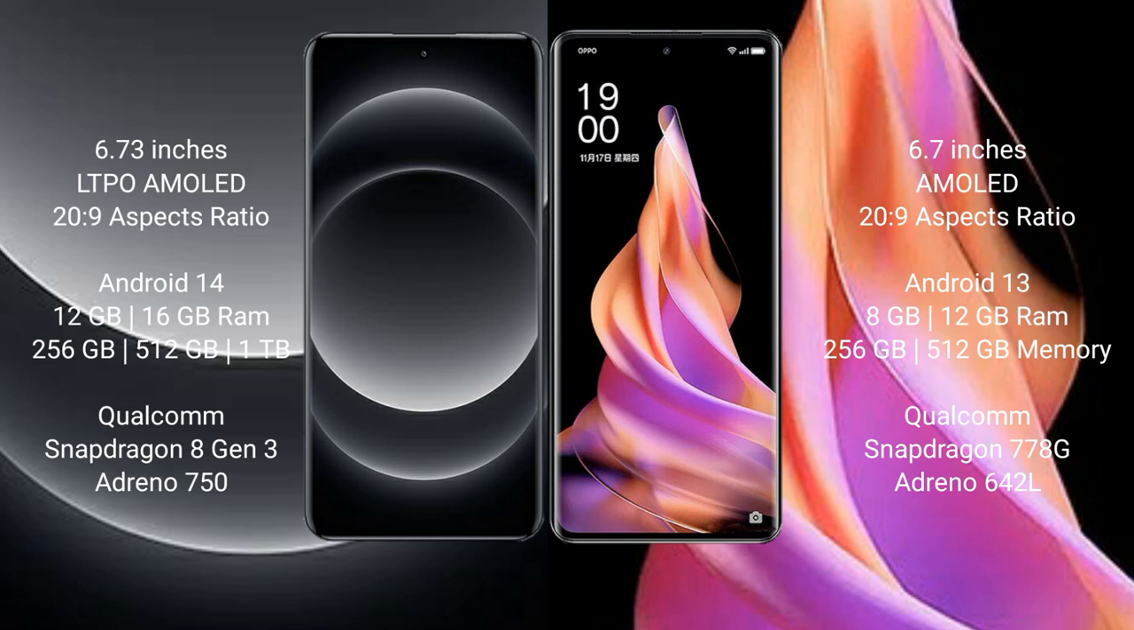Xiaomi 14 Ultra comes with 12GB, 16GB RAM and 256GB, 512GB, 1TB internal storage. Qualcomm Snapdragon 8 Gen 3 processor and Adreno 750 GPU. Oppo Reno 9 comes with 8GB, 12GB RAM and 256GB, 512GB internal storage. Qualcomm Snapdragon 778G processor and Adreno 642L GPU.